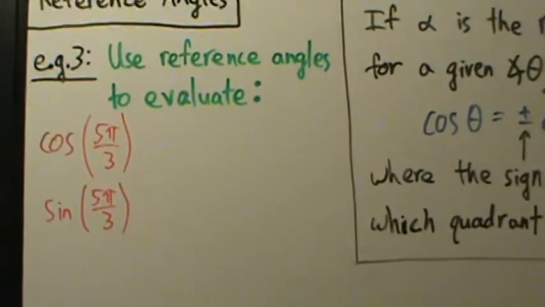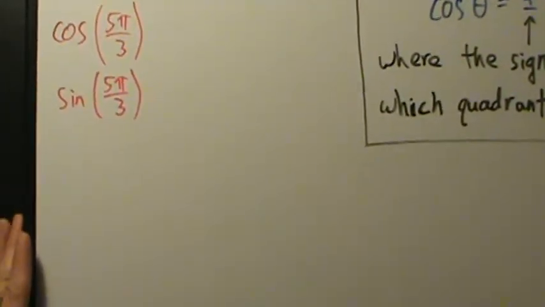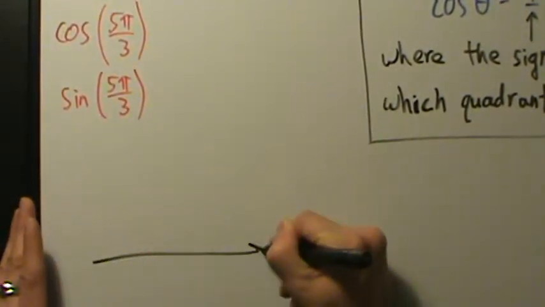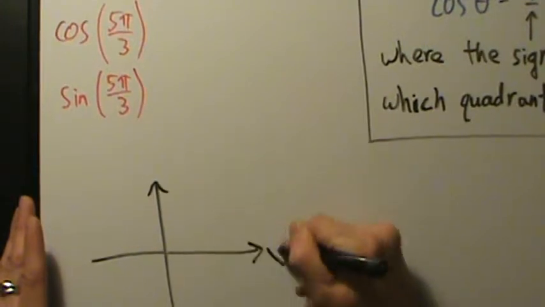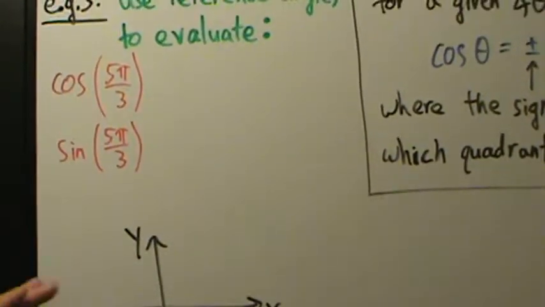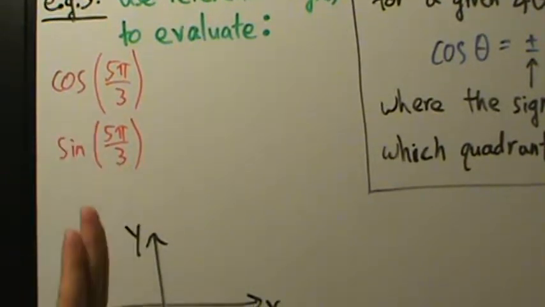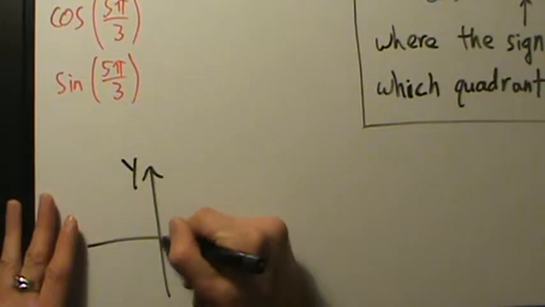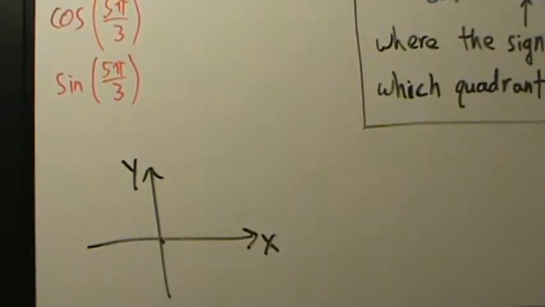Okay, so let's go ahead and get started here. We already know the reference angle, so we don't have to worry about that. So let's go ahead and draw this picture. Oh, and by the way, if you didn't know the reference angle ahead of time, you would have to find the reference angle, and part of that process is drawing this picture. So you would end up drawing the picture anyway.